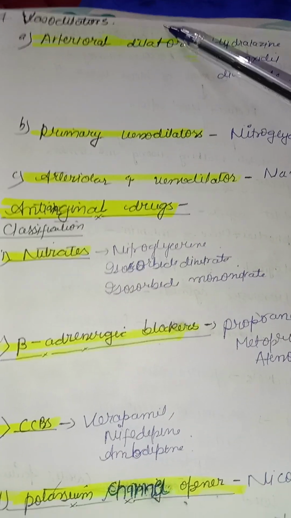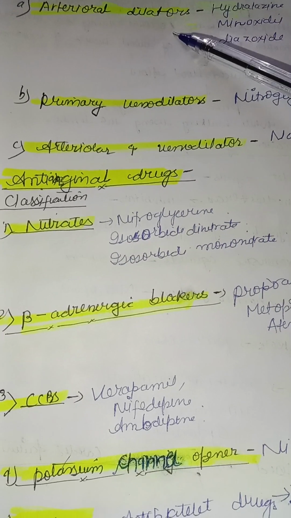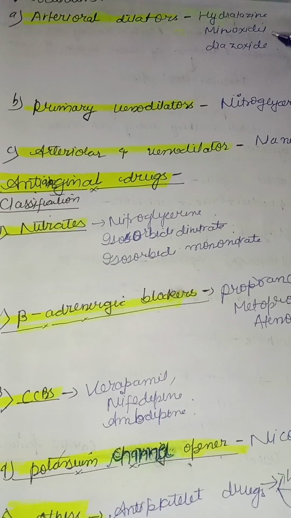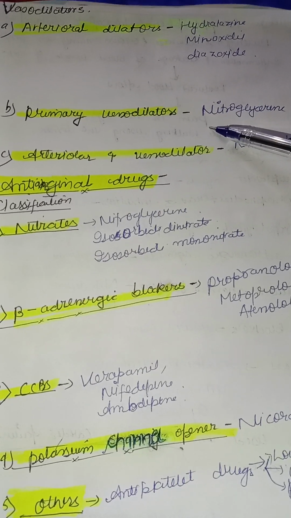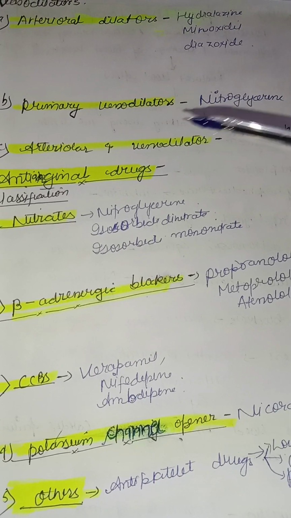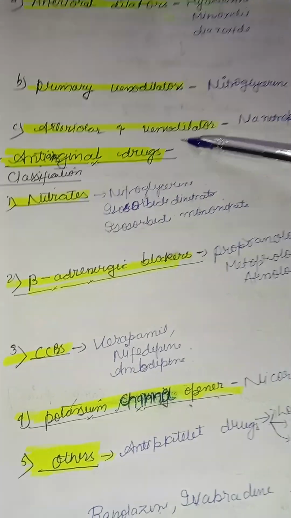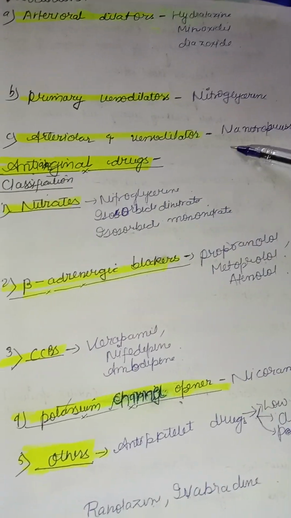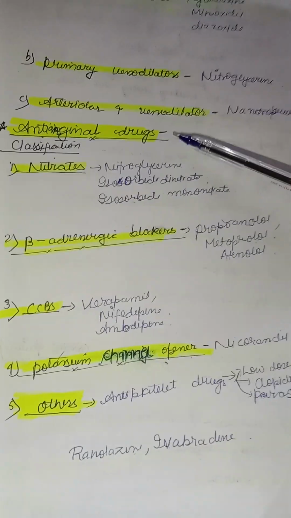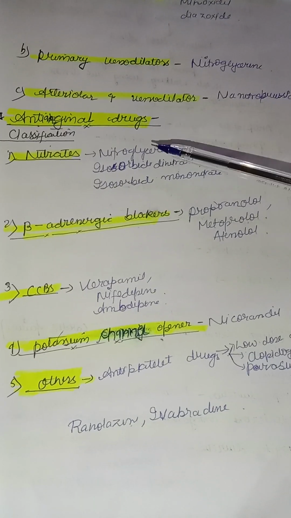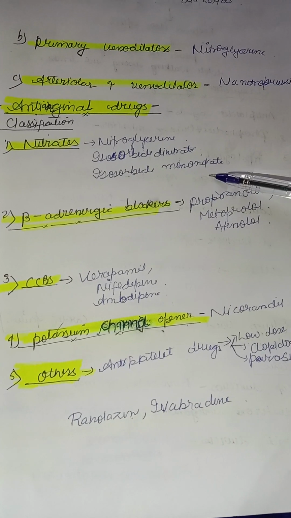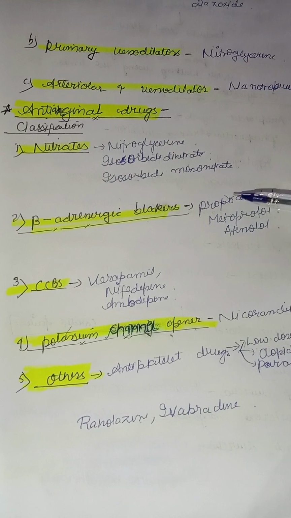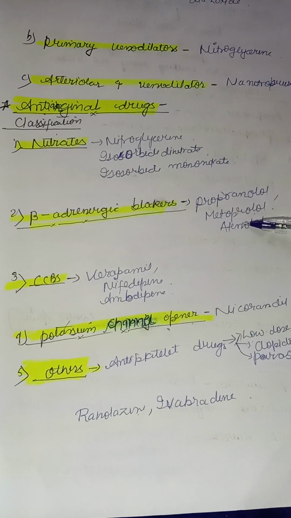Then we have vasodilators. In vasodilators, we have arterial dilators like hydralazine and minoxidil, diazoxide. Primary venodilators like nitroglycerin, and there is another type which is both arterial and venodilator, like sodium nitroprusside. Then we have anti-anginal drugs. Classification is nitrates: nitroglycerin, isosorbide dinitrate, isosorbide mononitrate; beta adrenergic blockers like propranolol, metoprolol, atenolol.